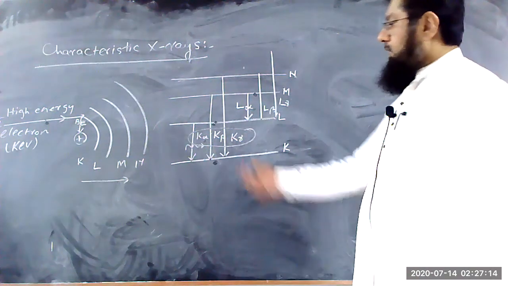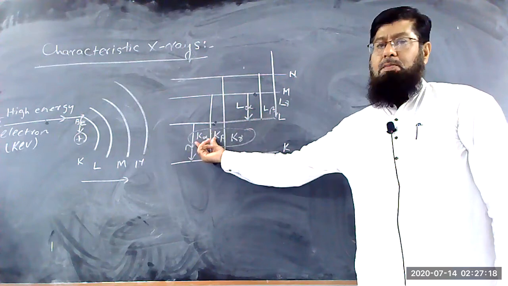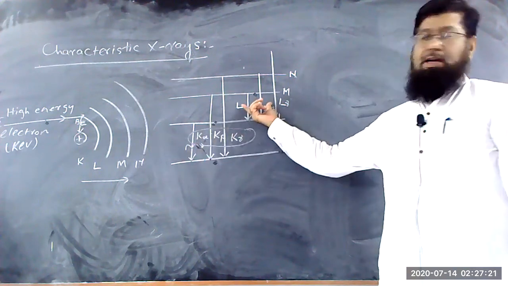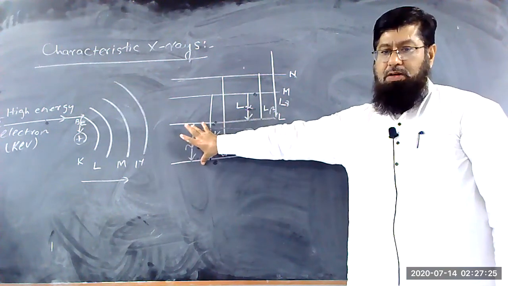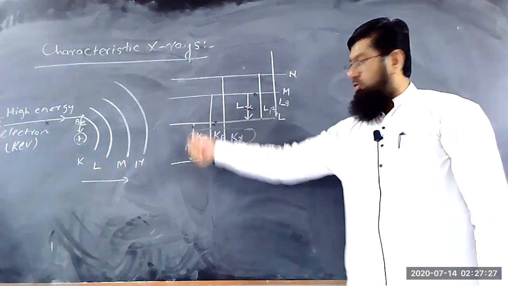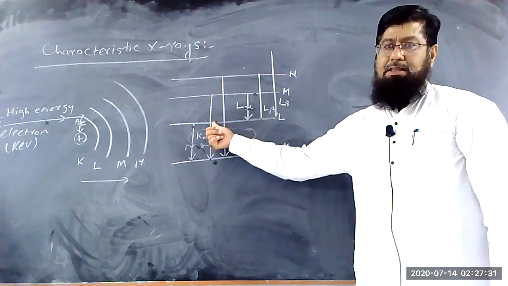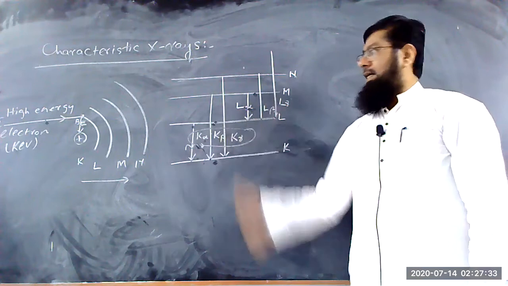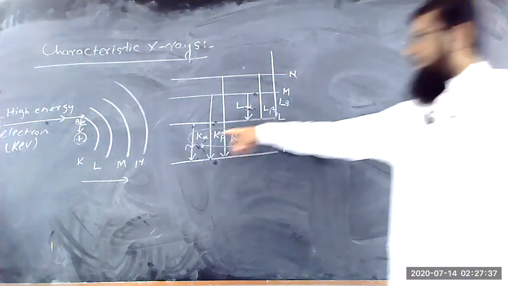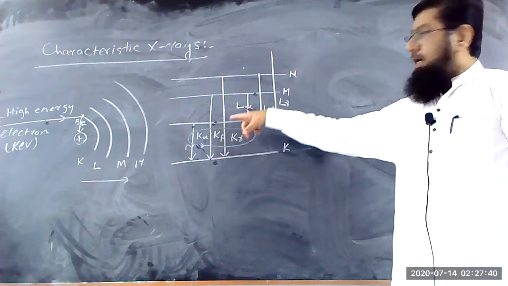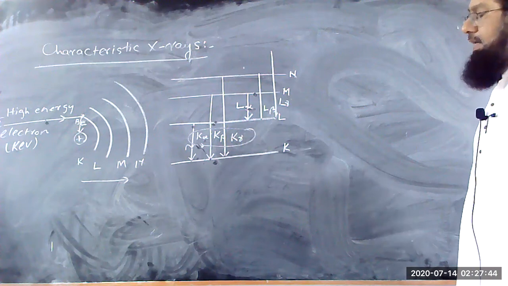Here the characteristic X-rays of the K series are much more energetic as compared to the L series, because this totally depends upon the energy difference of the two levels, and the energy difference of these two levels is larger as compared to the L series levels. So this is the characteristic X-rays. It means these are discrete packets of energy, high energy photons, and we call them X-rays.